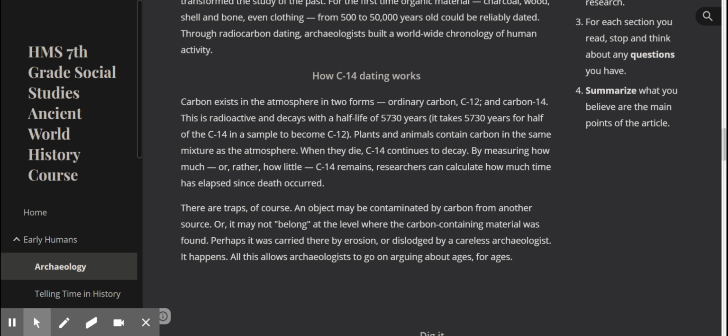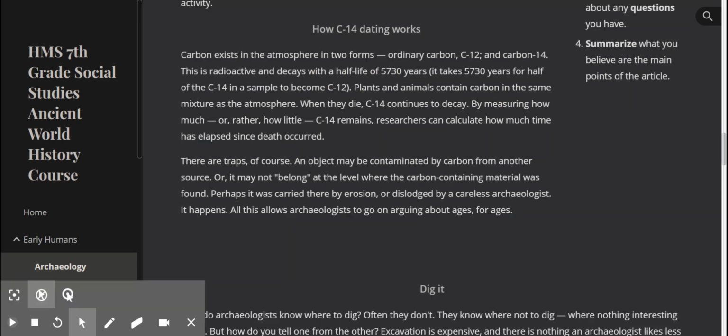There are traps, of course. An object may be contaminated by carbon from another source, or it may not belong at the level where the carbon-containing material was found. Perhaps it was carried there by erosion or dislodged by a careless archaeologist. It happens. All this allows archaeologists to go on arguing about ages for ages.